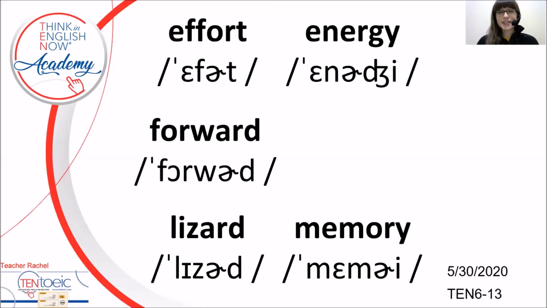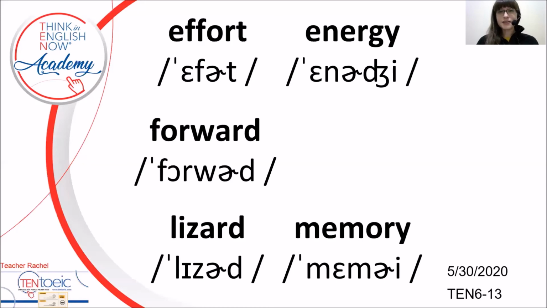Lizard. This is an animal. It's a type of reptile, and sometimes it's tiny, sometimes it's very big. It has a long tail. Usually they're green. It's a type of reptile.